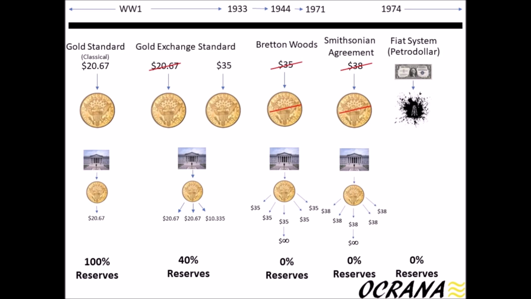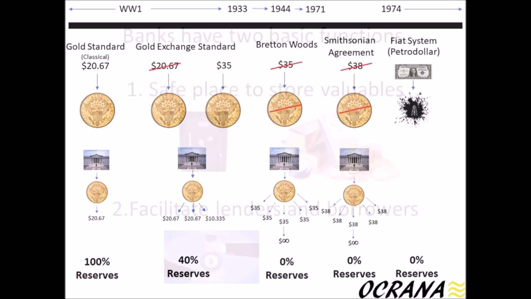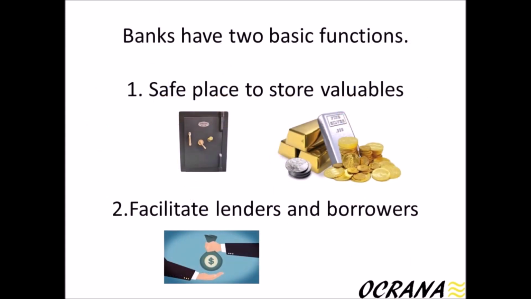What we've discussed so far in this video is fractional reserve for banknotes, which is now illegal for private banks to do, even though governments did the same thing to a worse degree when they issued redeemable notes. You remember at the start of this video I said that banks have 2 basic functions. We've dealt with fractional reserves for the first one, safe place to store valuables. Now we're going to deal with fractional reserve banking in the second function, where banks are to facilitate lenders and borrowers.